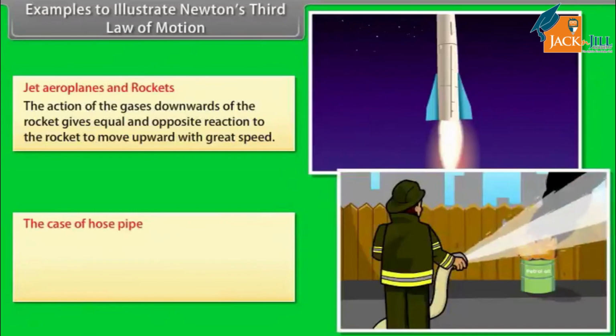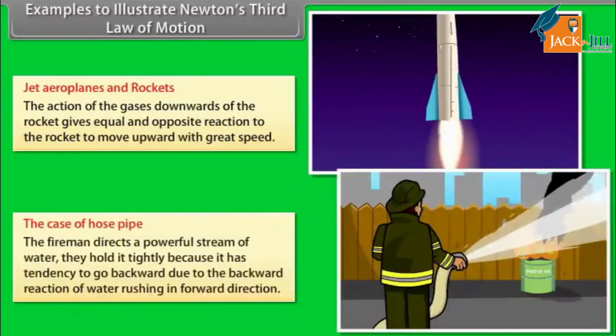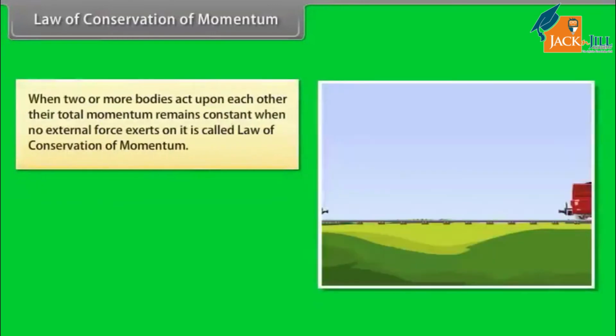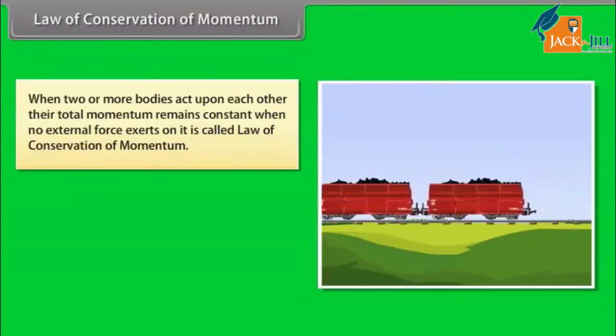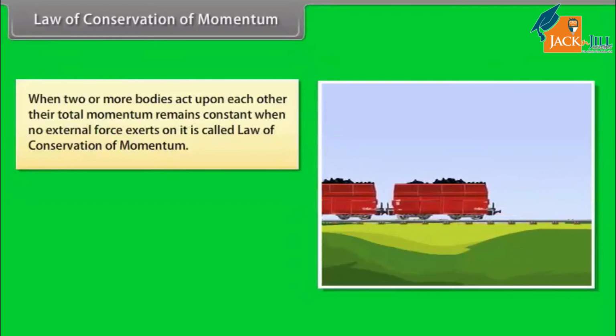The case of hose pipe. The fireman directs a powerful stream of water. They hold it tightly because it has tendency to go backward due to the backward reaction of water rushing in forward direction. Law of conservation of momentum. When two or more bodies act upon each other, their total momentum remains constant when no external force acts on it. This is called law of conservation of momentum.